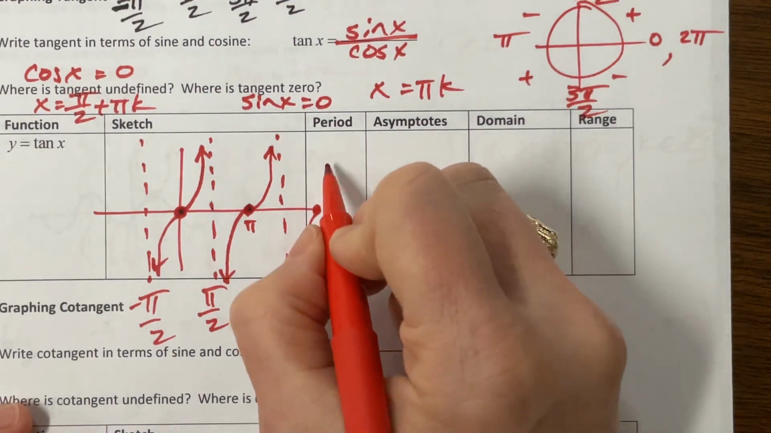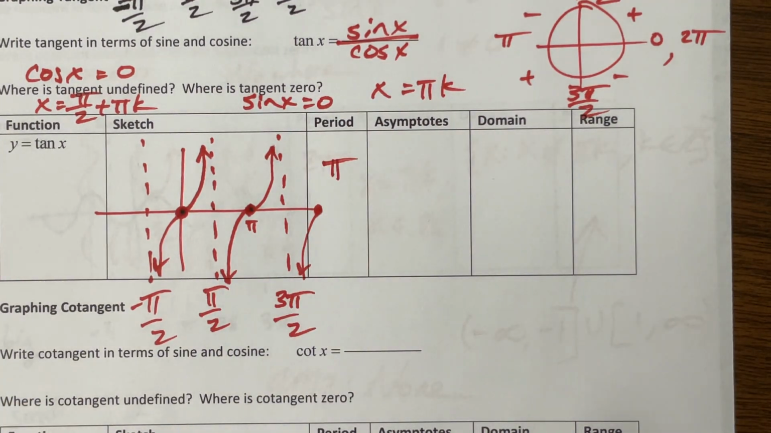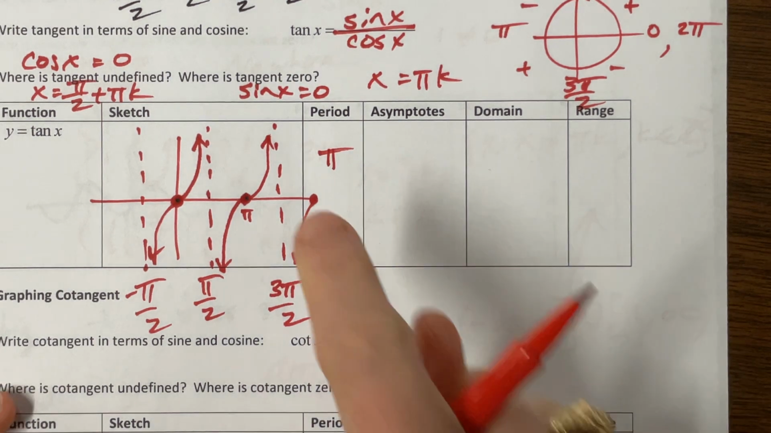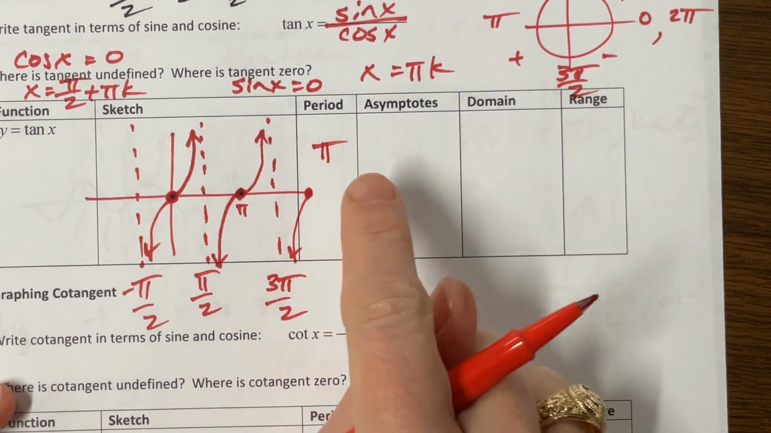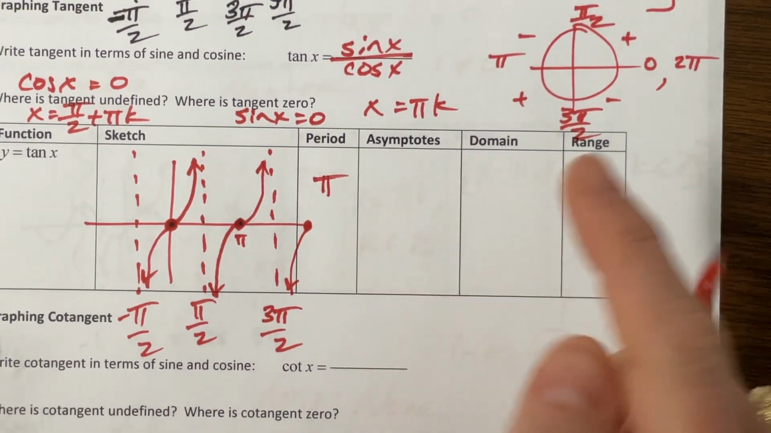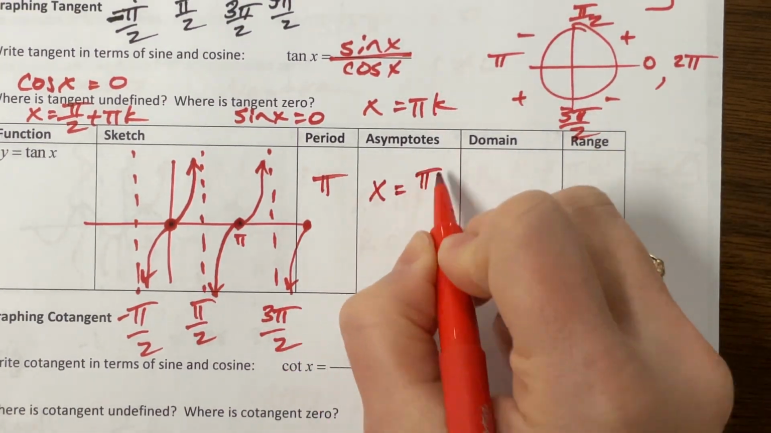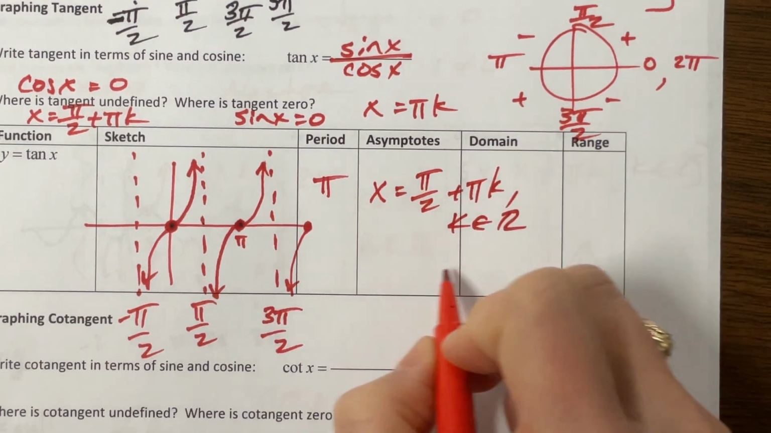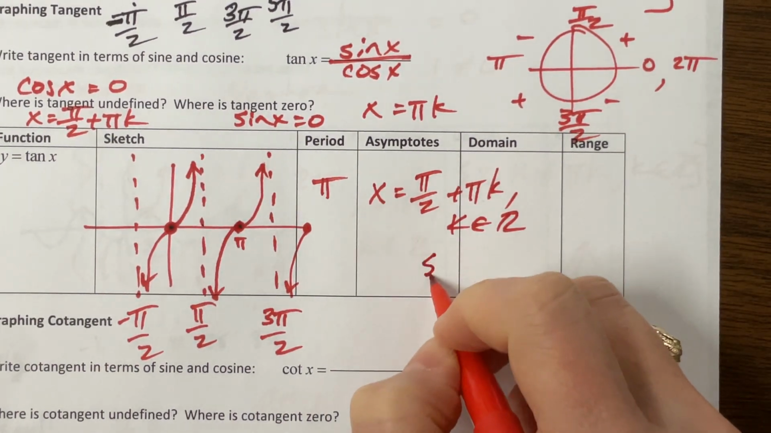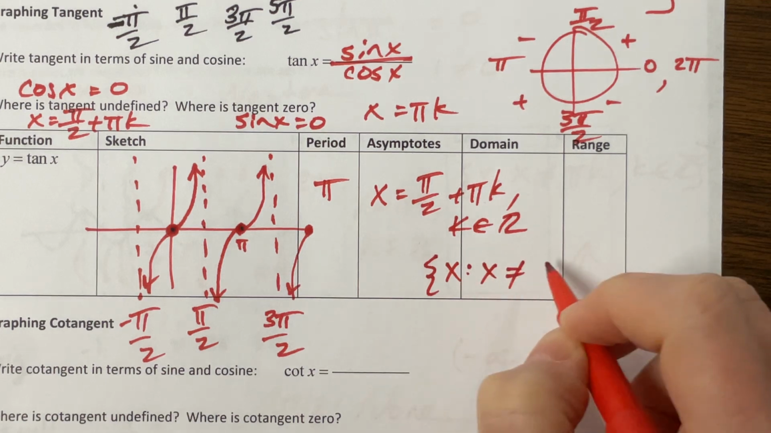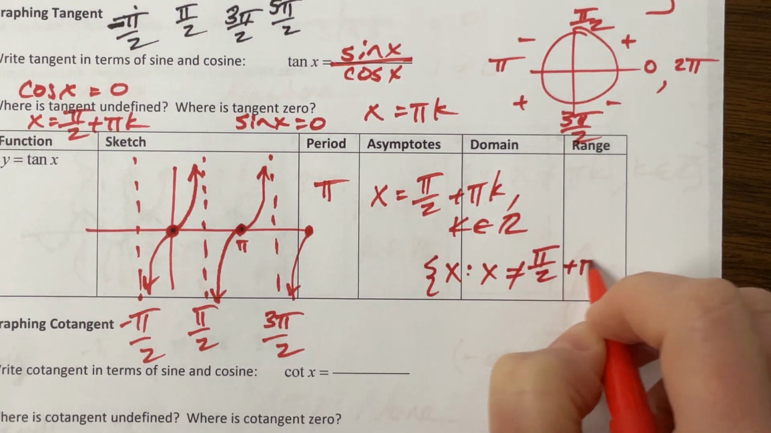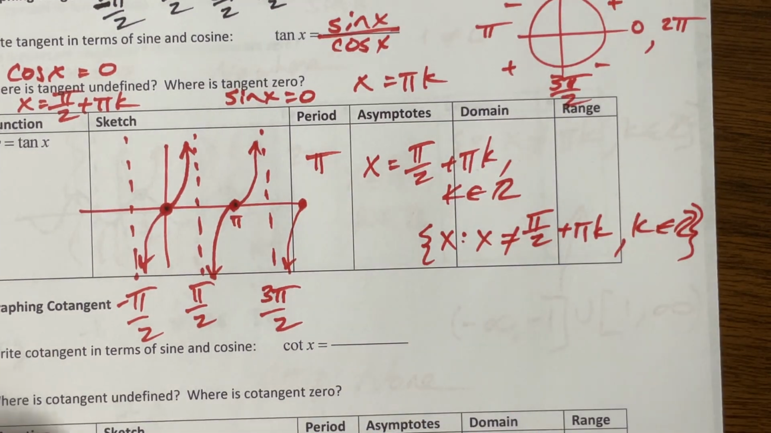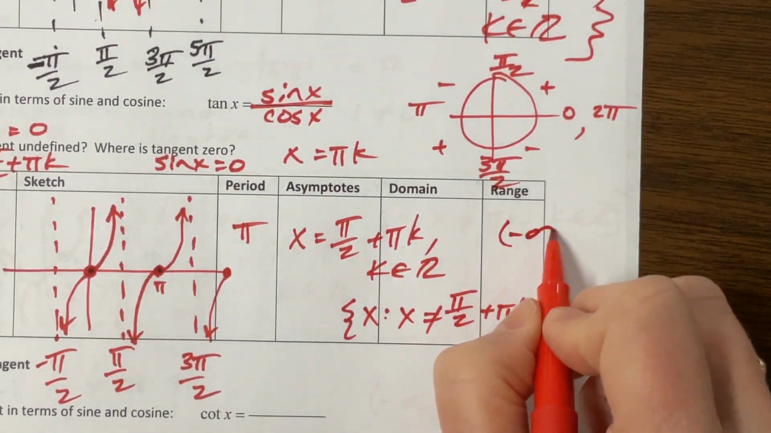Notice the first 4 that we looked at, sine, cosine, secant, cosecant, all had a parent function period of 2 pi, but tangent's parent function has a period of pi. The asymptotes occurred where the zeros were, pi over 2 plus pi k. K is an element of the integers, so therefore the domain is going to be the set x such that x is not equal to pi over 2 plus pi k. Okay, and now our range for tangent is pretty easy. It's just all real numbers.